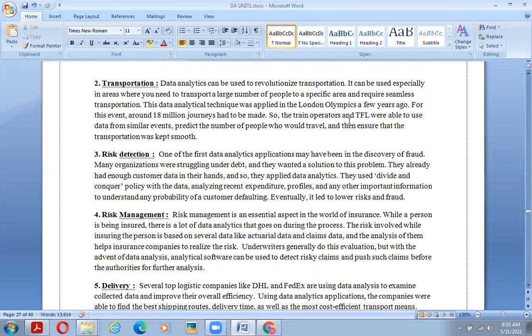And next is risk detection. The first analytical application has been the discovery of fraud. Many organizations are struggling under debt. They want a solution to this problem. They already have enough customer data in their hands, so they apply data analytics. They use a divide and conquer policy with the data, looking at expenditure profiles and other important information to understand any probability of customer default. Eventually, it led to lower risk and fraud.